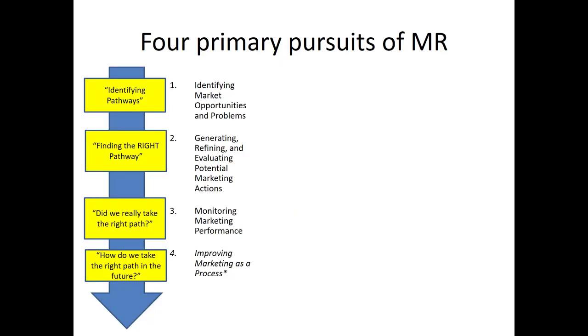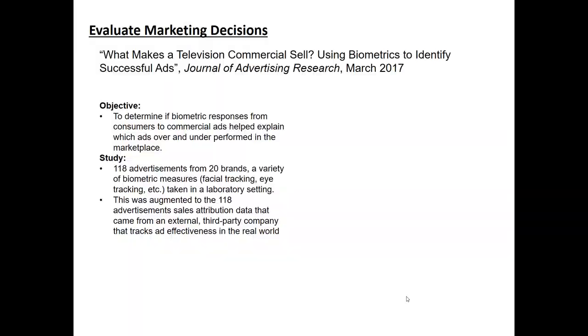Another common pursuit of marketing research is to actually monitor your marketing performance. In other words, once decisions have been made, you track to see how you perform so that you can learn and improve in real time or take evaluative actions at a later time to make better choices in the future. Let's give an example. An interesting article called What Makes a Television Commercial Sell: Using Biometrics to Identify Successful Ads came from the Journal of Advertising Research in 2017.